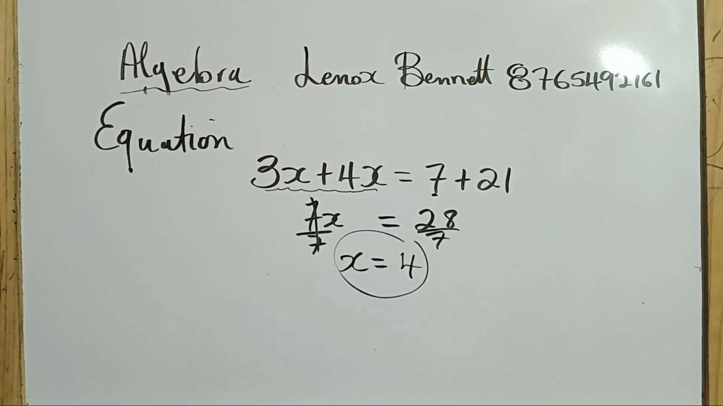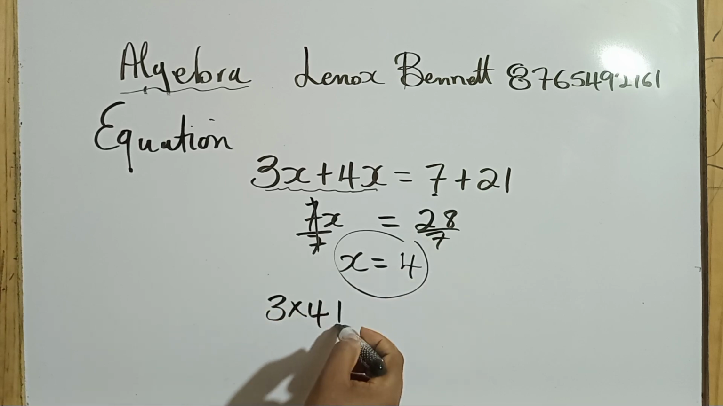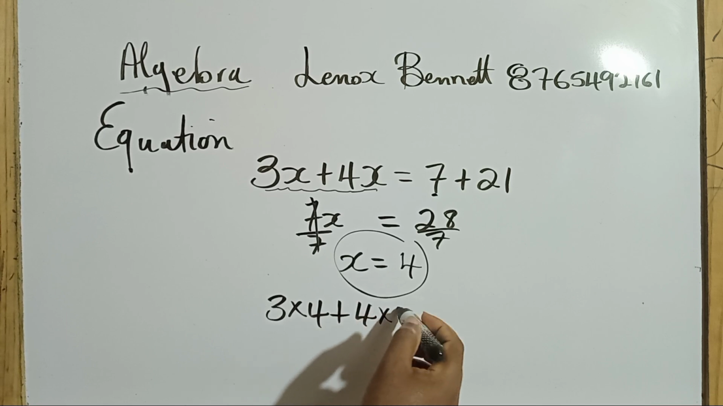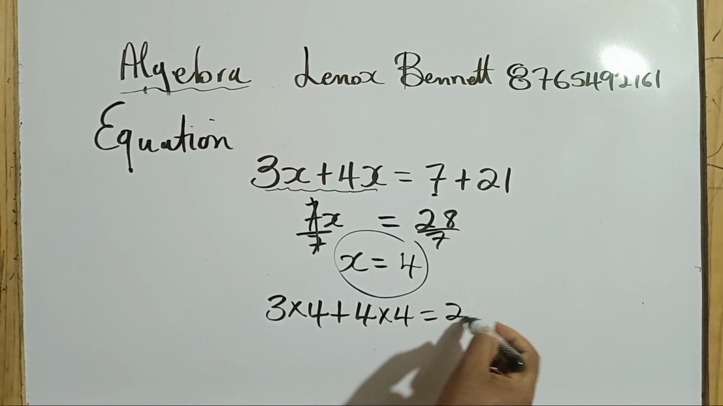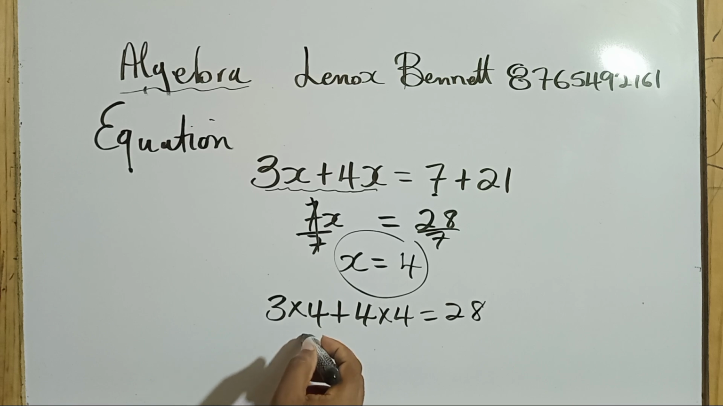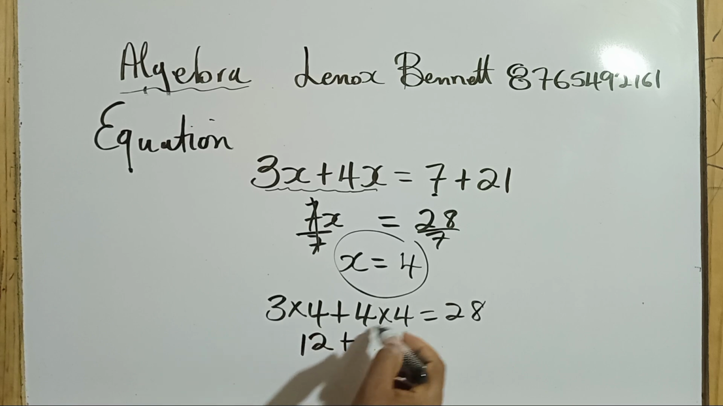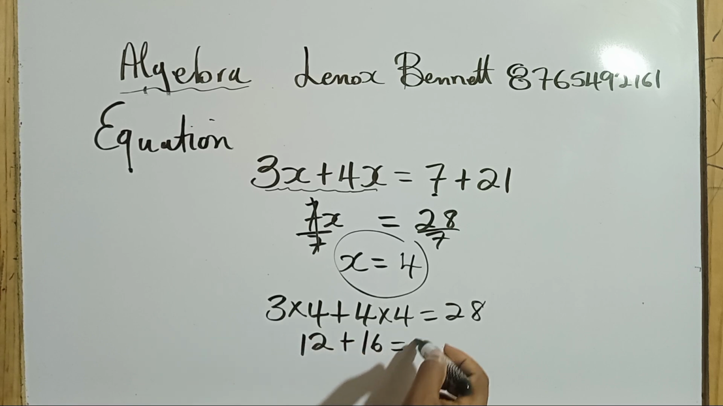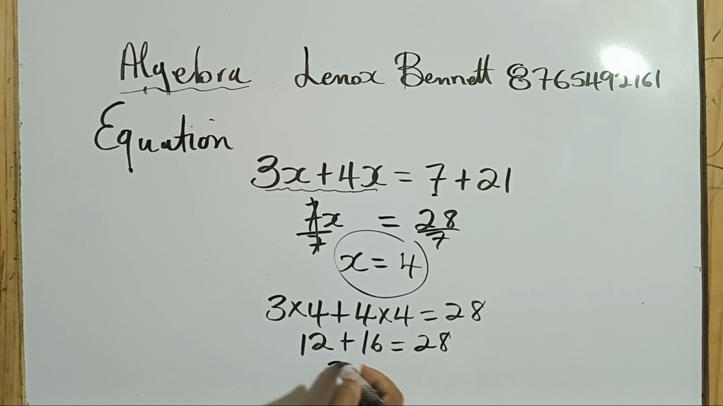Of course, we can substitute the value. Anywhere we see x, we put 4. So 3 times 4 plus 4 times 4. Is that equal to 28? Let's see. 3 times 4 is 12. 4 fours are 16. That is indeed 28. And remember, by definition, the left hand side must be equal to the right hand side.